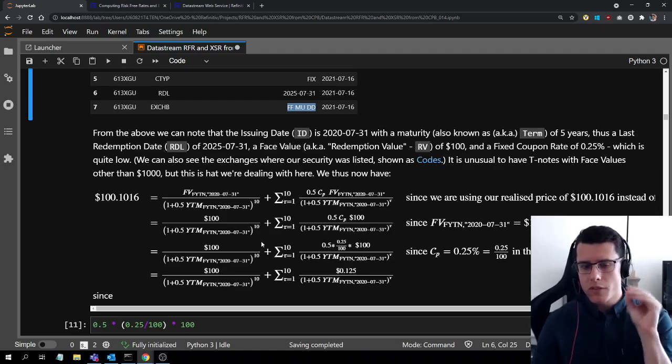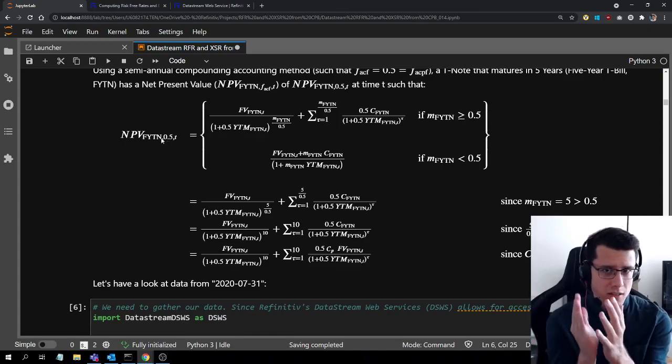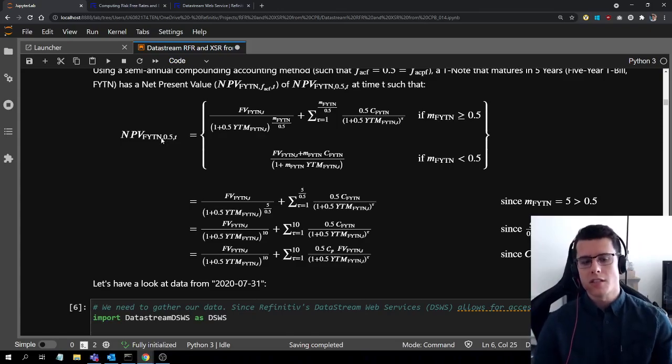We can input all of this data into our previous equation. If I scroll back up, this is it. This is our previous equation, specifically looking at the net present value of our 5-year treasury note bond with semi-annual compound frequency. You see here 0.5 stands for half a year, so 6 months. It's a semi-annual compounding frequency. And there's a comma T here to show you that it's at a specific time. So this is the net present value of this specific bond at time T.